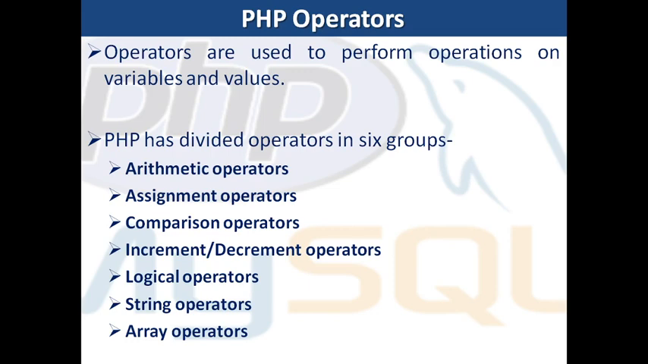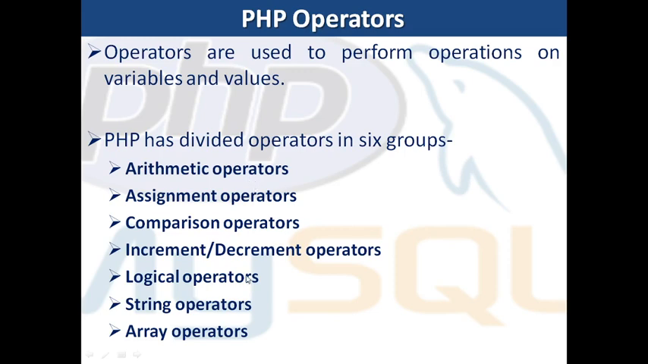PHP has divided operators into 6 groups. First is arithmetic operators for arithmetic calculations. Second is assignment operators for assigning values to a variable. Third is comparison operators to check conditions. Fourth is increment decrement operators to increase or decrease the value of a variable.